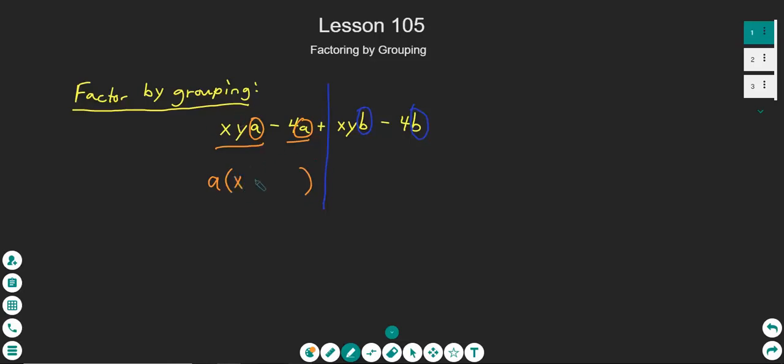That's going to leave us with an xy for the first term. In the second term, we're left with just the minus 4, right? All we did was factor out an a. We should be very familiar with that at this point. And there you go. So we factored that out.